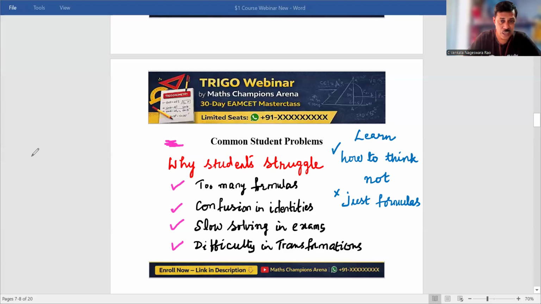Then what is our takeaway? Learn how to think, not just formulas or just writing the steps. See, the first thing required is how to think. Wow. Okay, let's move on.